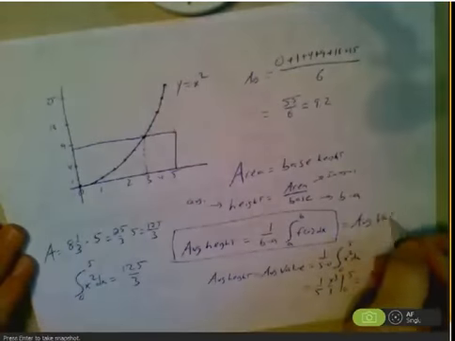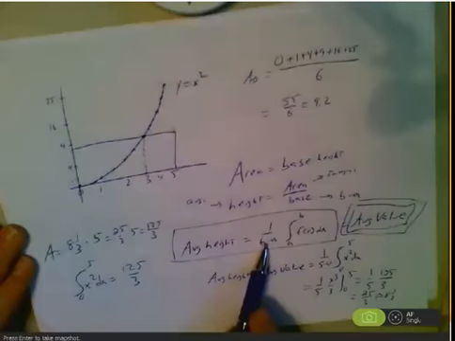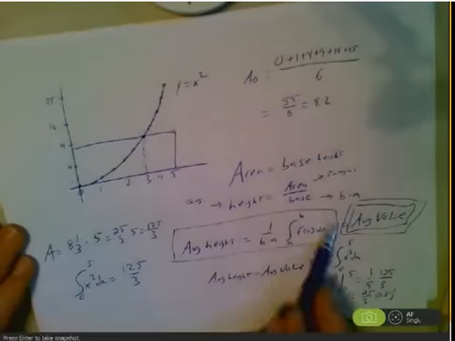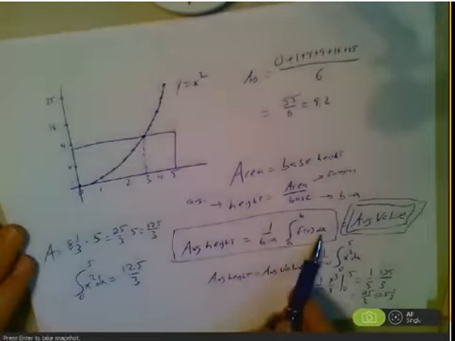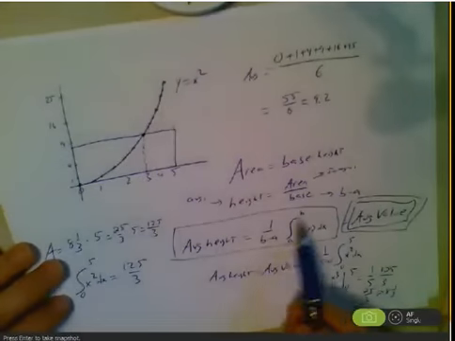So average value is 1 over b minus a times the integral from a to b of the function. Let me know if you have any questions. This should get you through pretty much any average value problem. Obviously, the integration can be more complicated, and it could involve any of the tricks we've learned so far. But essentially, this is just base times height. Divide both sides by base, and there you go. You have your average height, your average value.